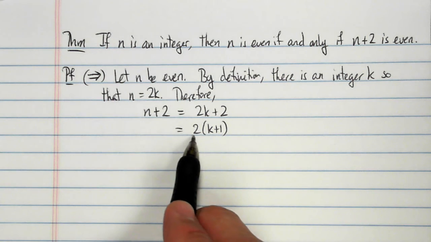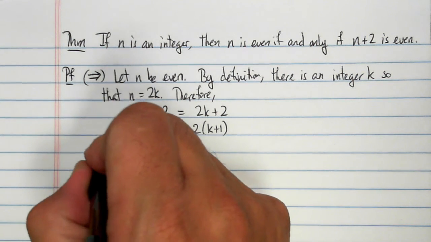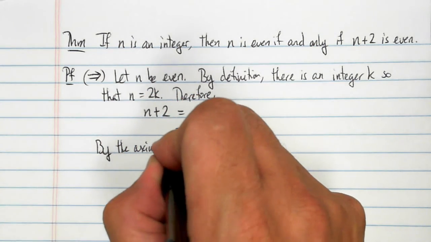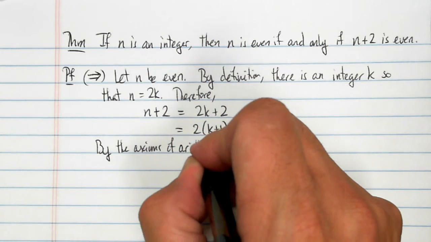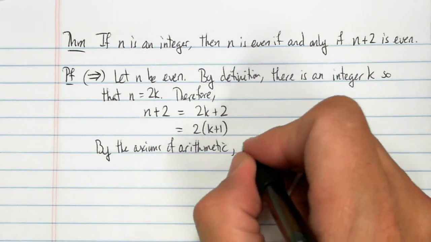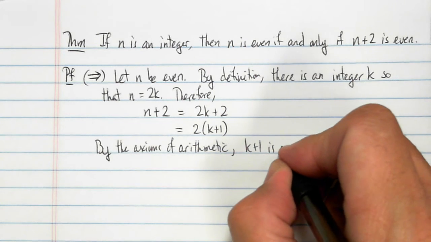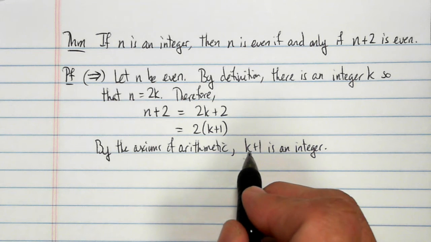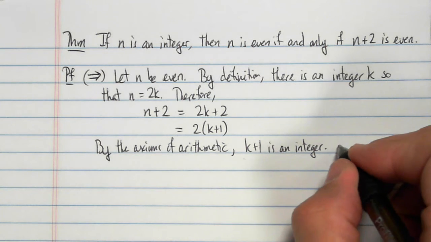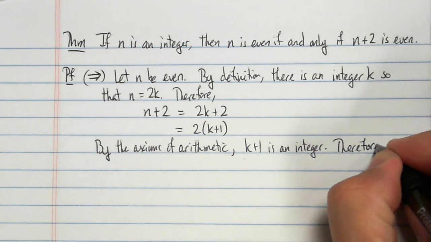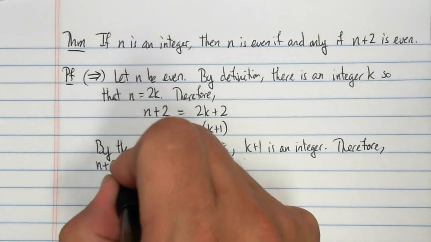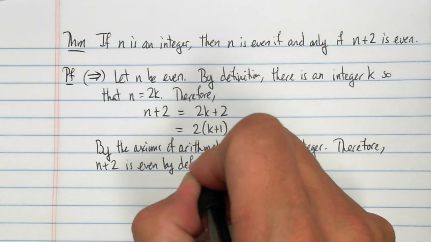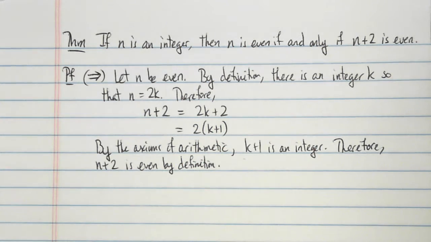So n plus 2 is equal to 2 times something, and by the axioms of arithmetic, that something is an integer. K plus 1 is an integer, because k is an integer, 1 is an integer, add two integers, we get an integer. Therefore, n plus 2 is even by definition. And so that's one direction.